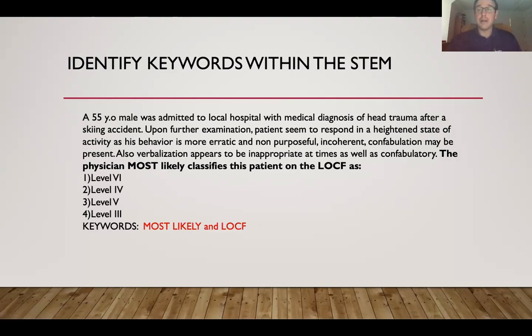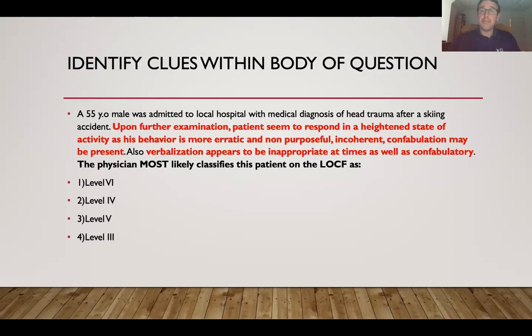Level of cognitive functioning tells you this question is a patient with a potential TBI, right? And so we need a little bit more information. We need to figure out what signs and symptoms this patient is experiencing. And so by doing that, we have to revert backwards. We need to identify the main clues within the body of the question. The main clues are when you see the words upon further examination and anything past that. That provides you a hint of clues to hone into.